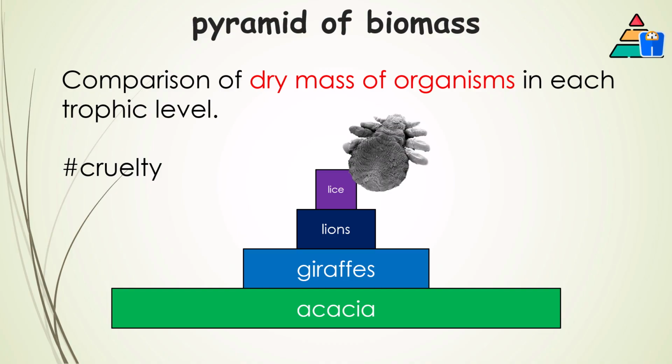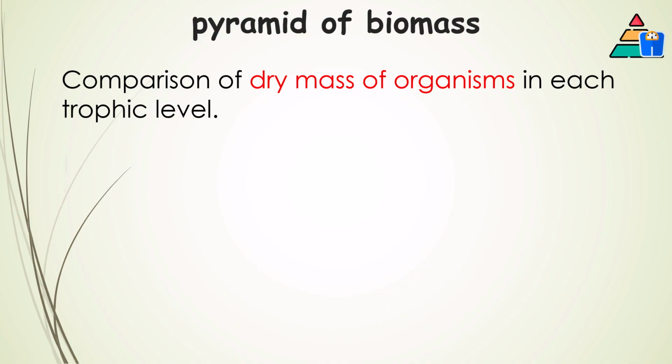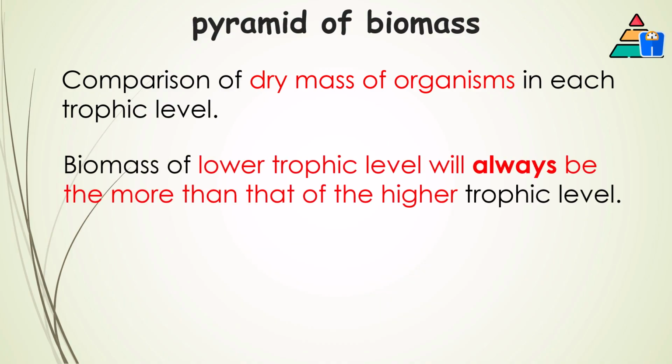Basically, you can see that all pyramids look the same. They start from the producer with the most biomass, then up the trophic levels to the final consumer, which has the least biomass. Biomass of the lower trophic level will always be more than that of the higher trophic level, since a pyramid of biomass gives a more accurate representation of energy flow through a food chain than the next pyramid, which you will learn.